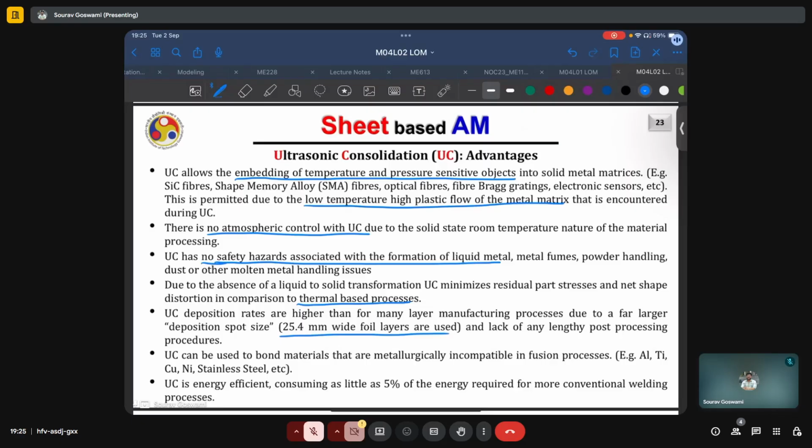It can be used to bond materials that are metallurgically incompatible, as we just saw, such as aluminum, titanium, copper with stainless steel, and so on. And it is a highly energy efficient process, consuming as little as 5% of the energy required for more conventional welding processes. So with that, we have completed the recapitulation of this week's lecture.